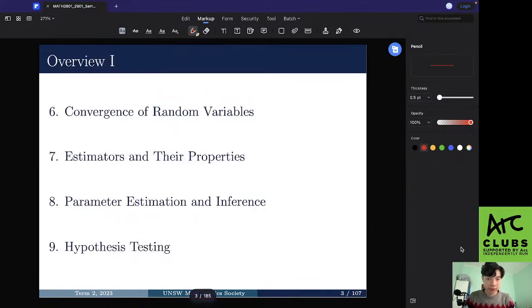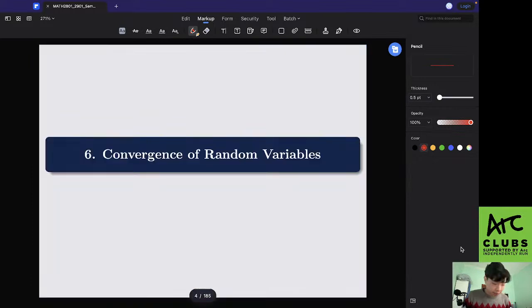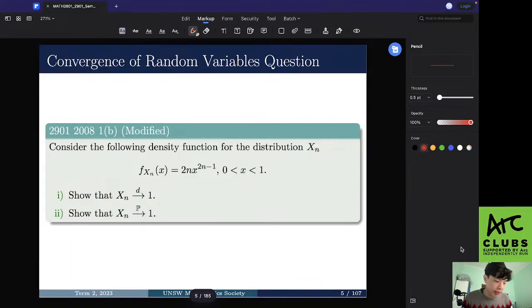All right. So first topic is going to be about convergence. And this is maybe what an example question might look like. Basically, we're given a sequence, usually denoted by xn. In this case, they gave us the density function for xn, which is 2n times x to the power of 2n minus 1. They also gave us a domain for x.